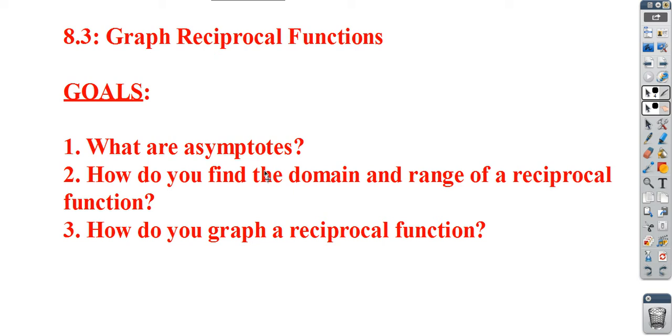Section 8.3 is on graphing something called a reciprocal function. Another way of referring to it would be a rational function. And so there's three things we want to do. We want to talk about a part of the graph that's called an asymptote. It's kind of this weird looking part of the graph where the lines go off to either positive or negative infinity. Then we'll talk about how to find the domain and range, and then finally we'll actually graph a few as well.